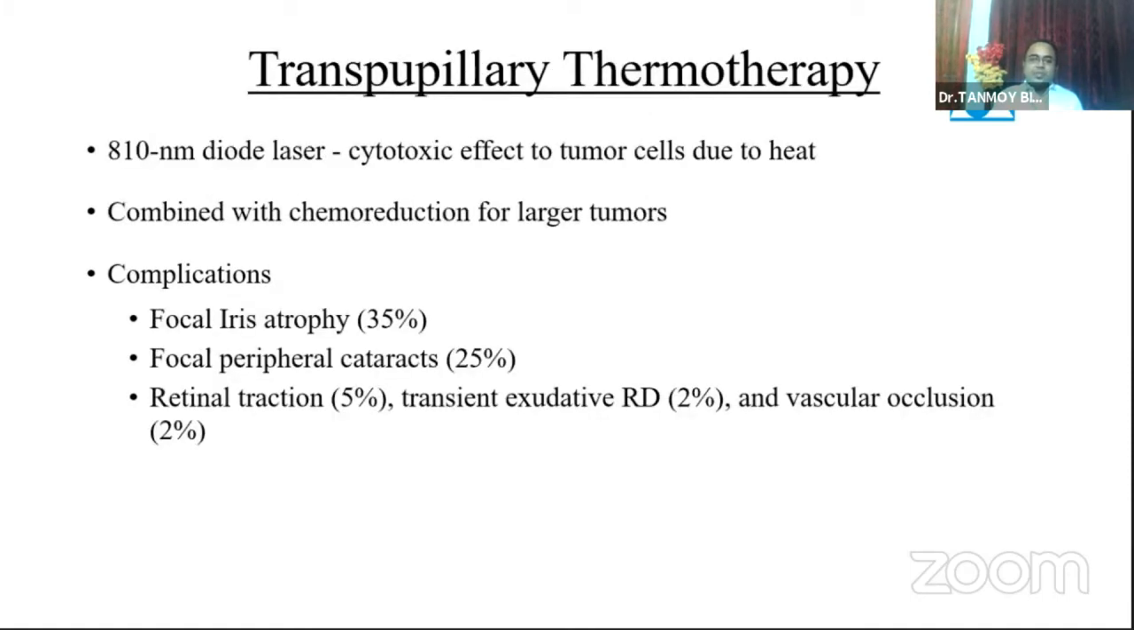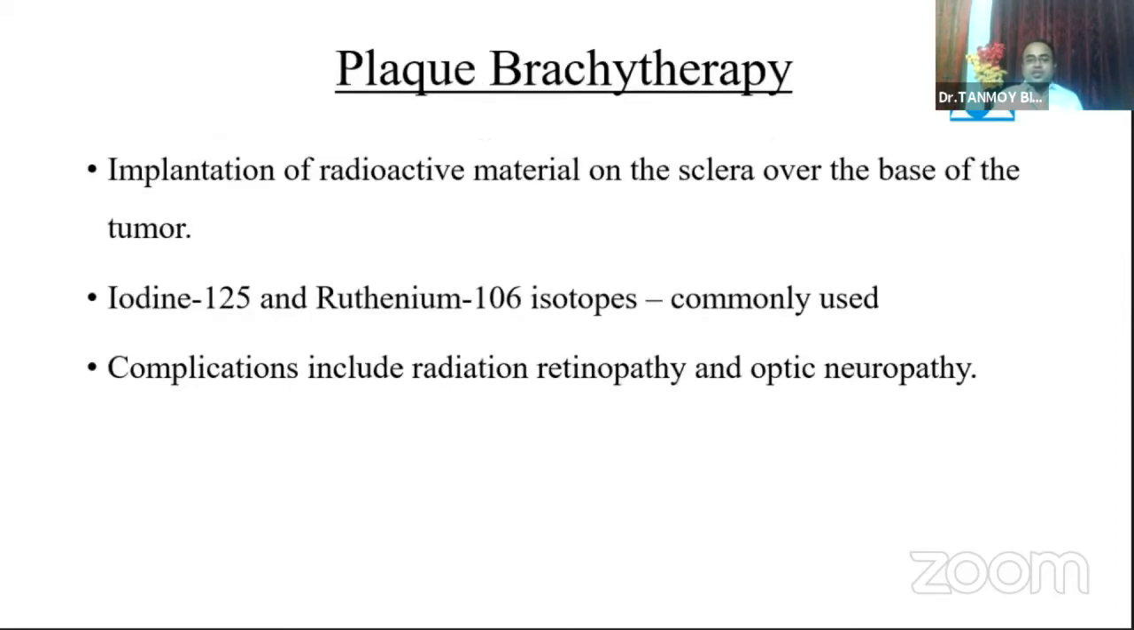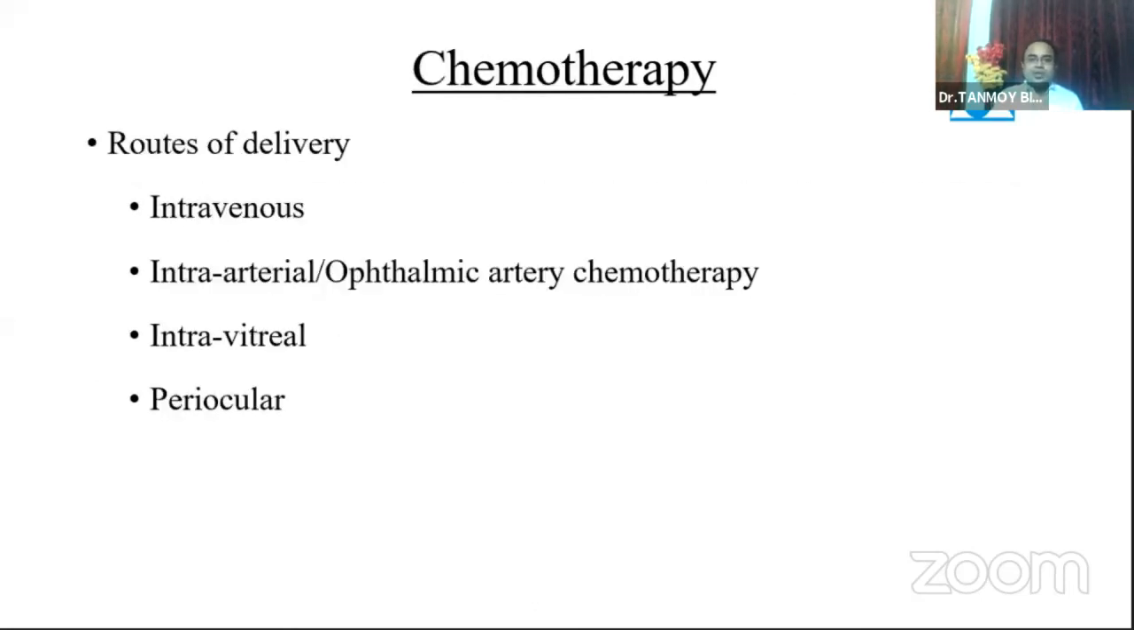Another form of focal therapy is the transpupillary thermotherapy used with a diode laser, causing a cytotoxic effect to tumor cells due to heat, and combined with chemoreduction for larger tumors. Complications can be focal iris atrophy, peripheral cataracts, retinal traction, and RD. Another form is plaque brachytherapy, implantation of radioactive material on the sclera at the base. It can be done with iodine 125 or ruthenium 106, and the complications include radiation retinopathy or optic neuropathy.